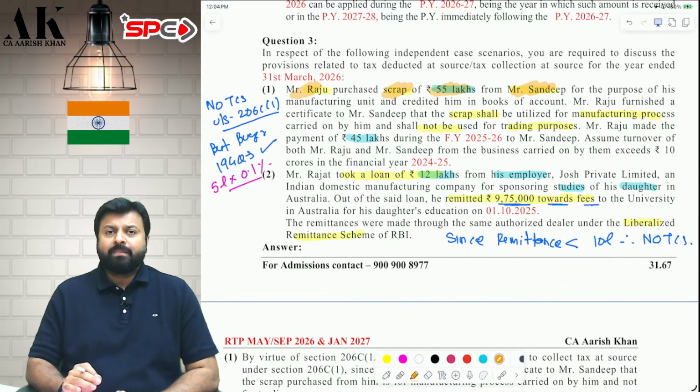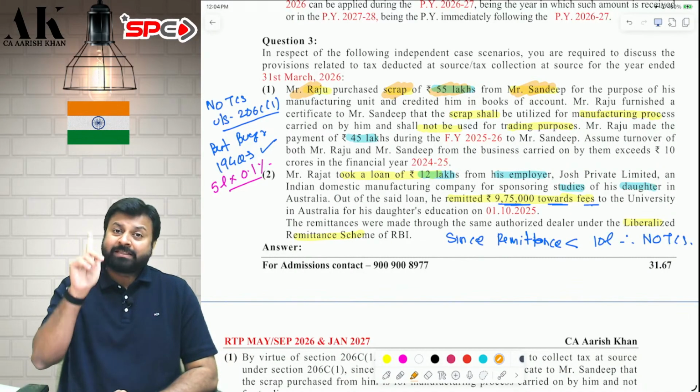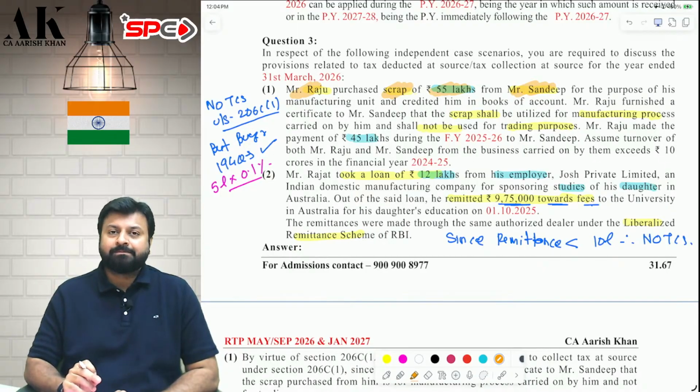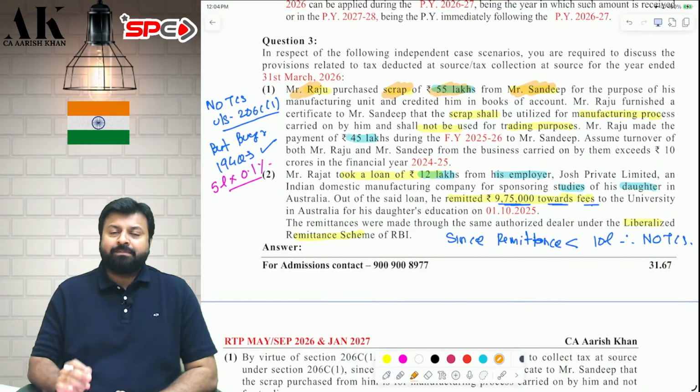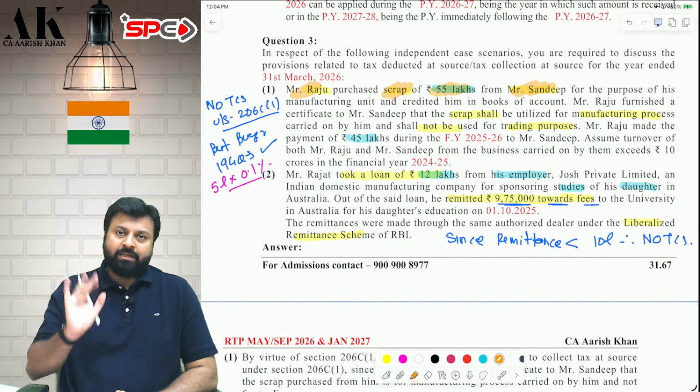Now, generally, if a seller is selling scrap, then he should collect TCS under section 206C subsection 1, because in 206C subsection 1, scrap is covered for TCS. So, Mr. Raju is buying some scrap of 55 lakhs from Sandeep. So, Sandeep should collect TCS technically.